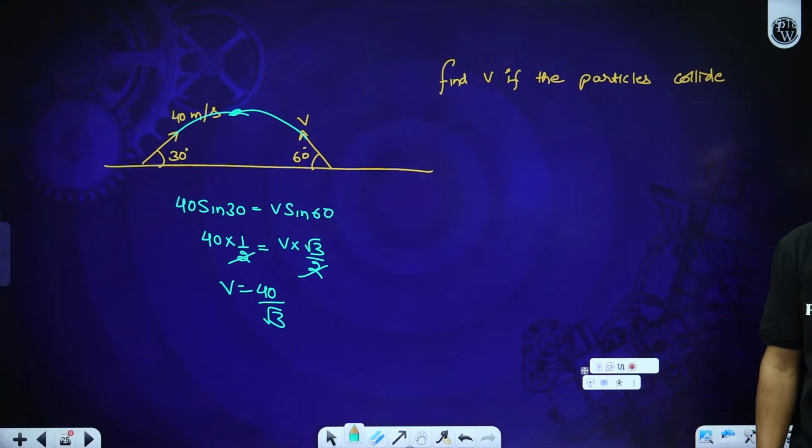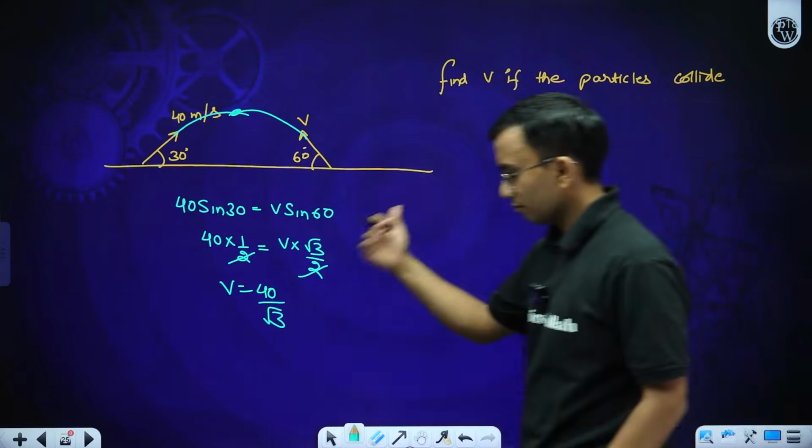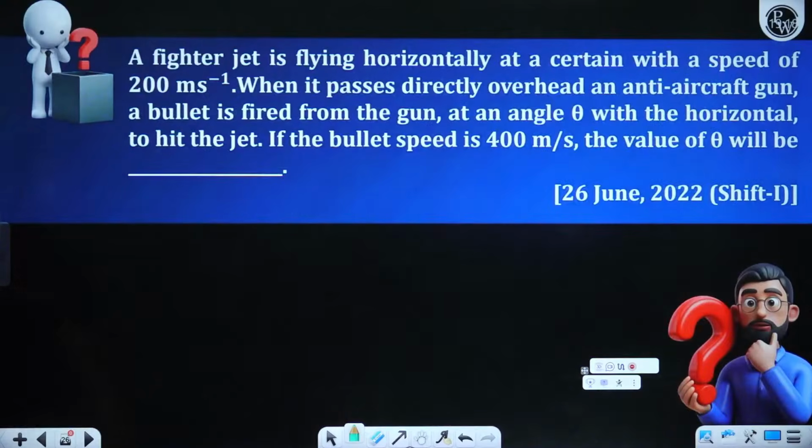Okay, and what else? Okay, that's all. This example is enough. We are having another example here.